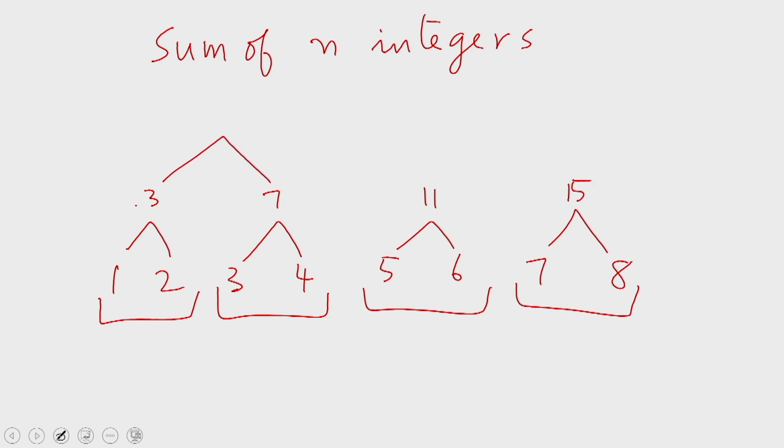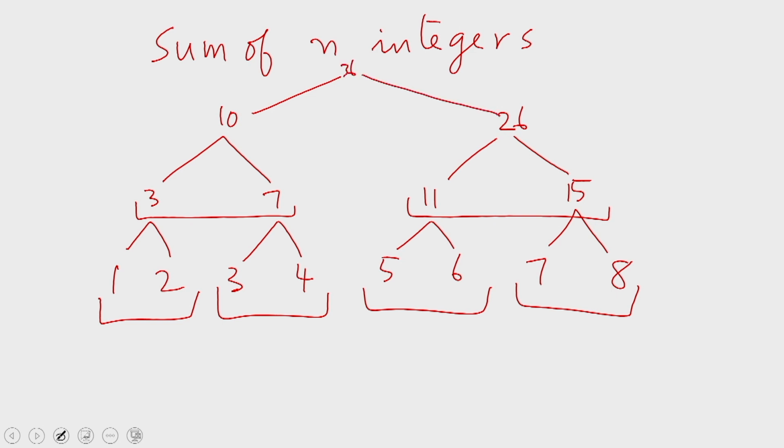Then we have odd even pairs of 3, 7 and 11, 15. Here we have 10 and here we have 26. And finally, the sum of all the numbers is 36. So, in this fashion, for the same cost, that is order of log n time and n by 2 processors, we can find the sum of n integers on an ER-EW-PRAM. The model that we have used is an ER-EW-PRAM because there is no concurrent read anywhere and there is no concurrent write anywhere.